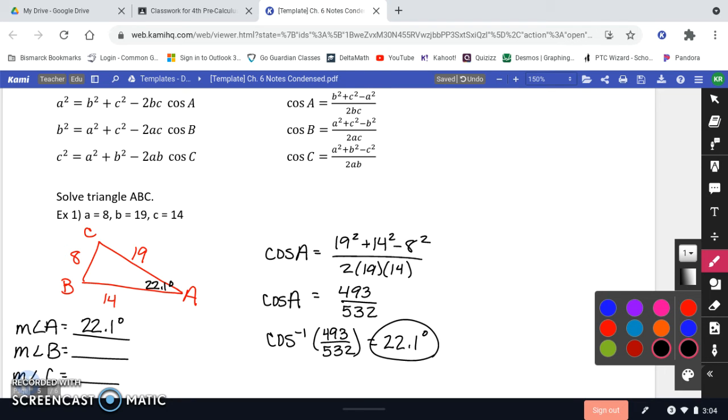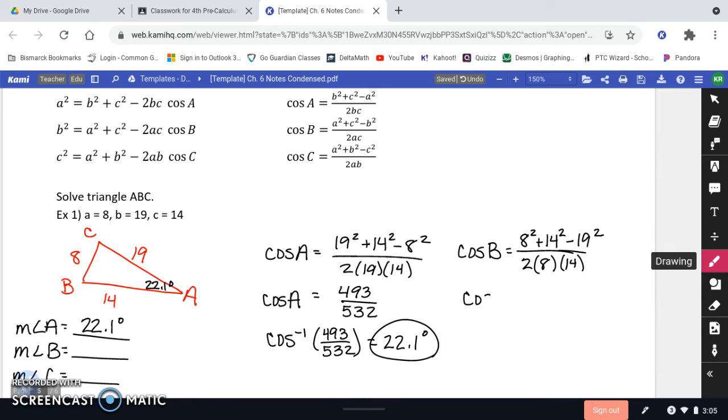All right, I'm going to do the same thing, just finding angle B. So it'll be that second version. So this time it's going to be A squared plus C squared minus B squared all over 2 times A times C. Okay, again, just do some simplifying, order of operations. Get negative 101 over 224.